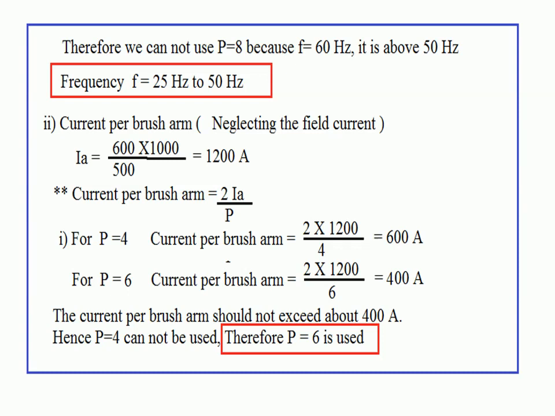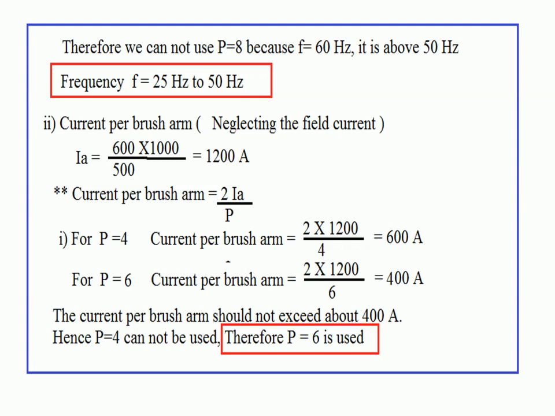Next condition, current per brush arm. You calculate the armature current. The field current condition is not given here, hence it is neglected. So armature current equal to 1200 amperes. Then we can go for current per brush arm, which should be equal to 2Ia divided by P. Hence, again using this relation, you have to calculate for the two pole possibilities.